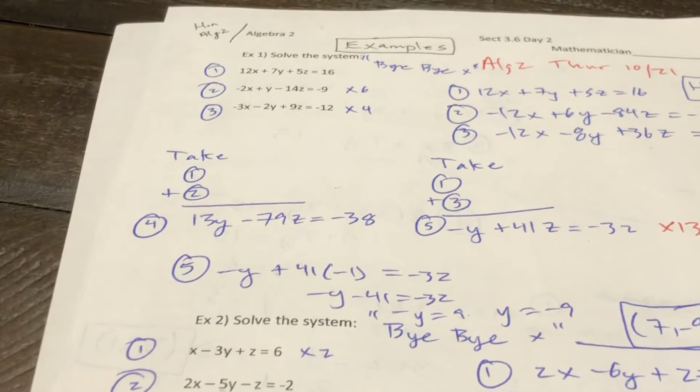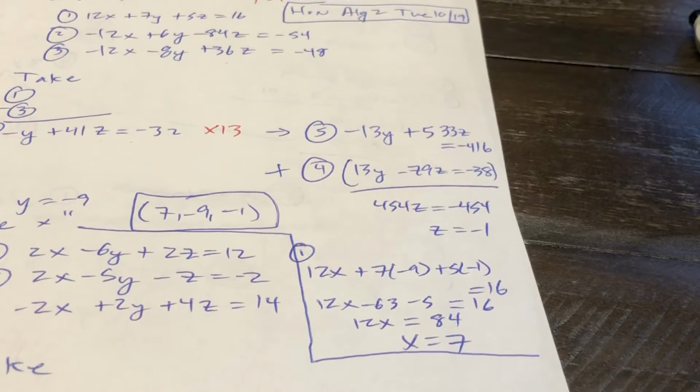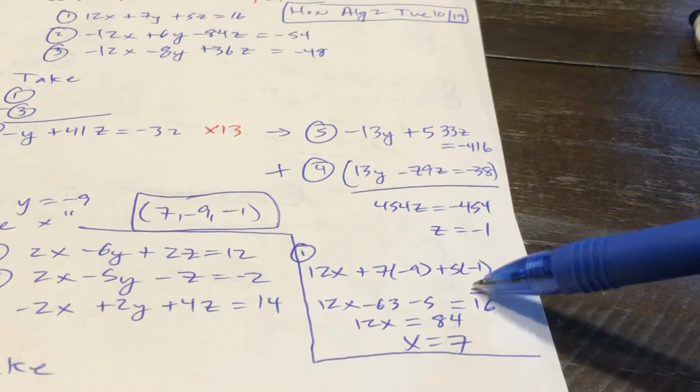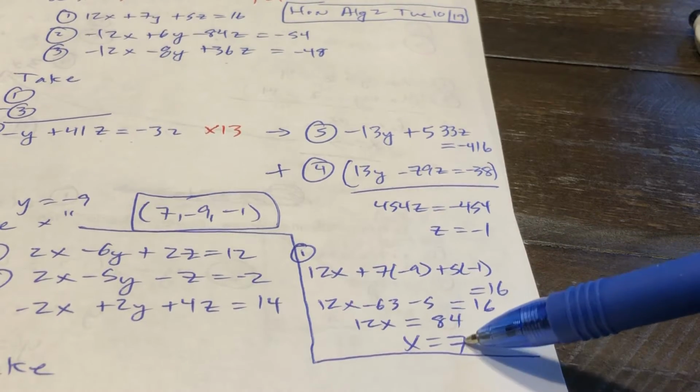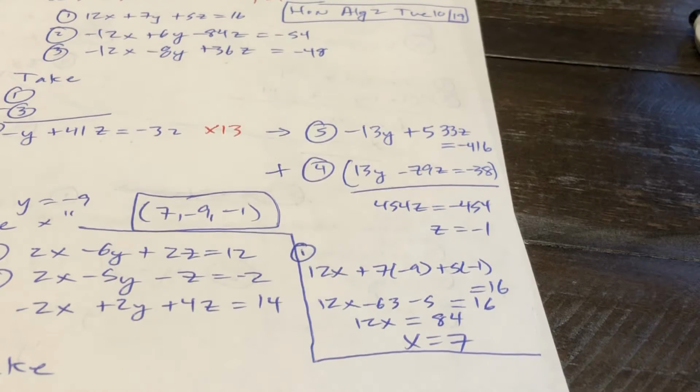Then here I'm going to go back to number 1 because x is positive. Then I have 12x plus 7 times y plus 5 times z is equal to 16. That's a negative 68. Add 68 to both sides. X is 7. That, despite the gruesome numbers, we got a relatively pleasant answer.